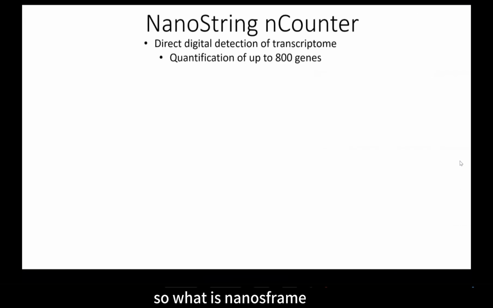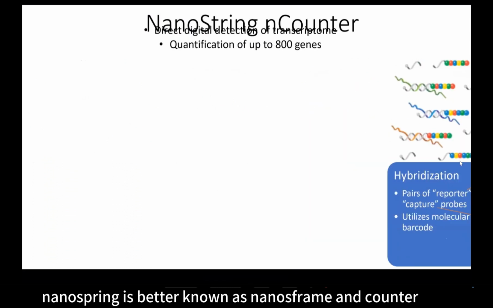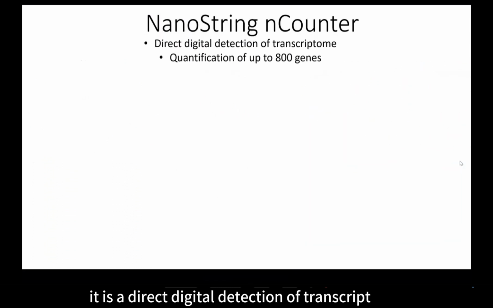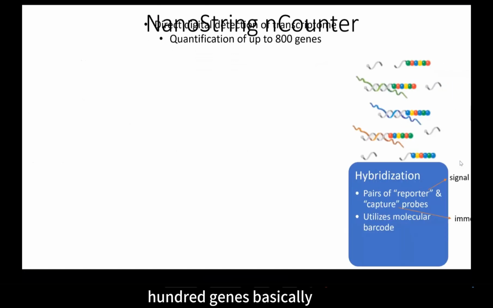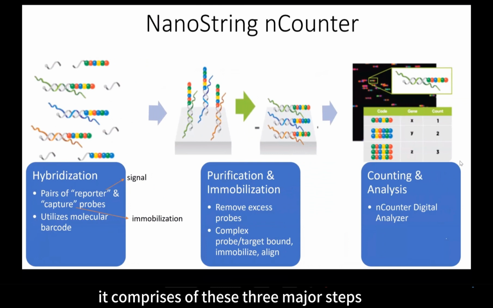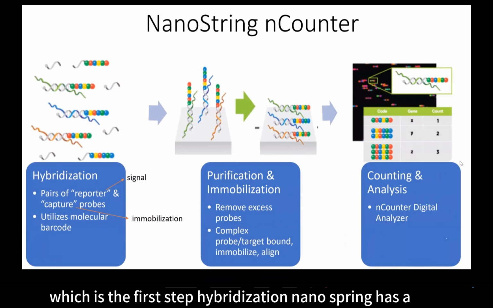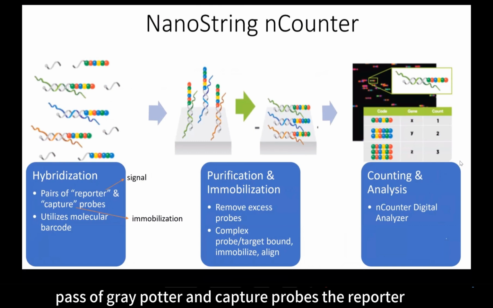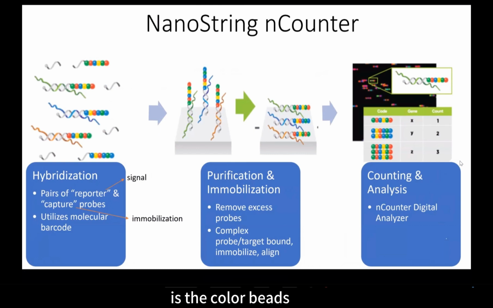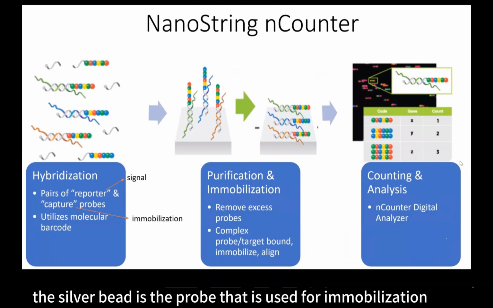So what is NanoString? NanoString is better known as nCounter. It is a direct digital detection of the transcriptome. It can quantify up to 800 genes. Basically, it comprises three major steps, the first step being hybridization. NanoString has pairs of reporter and capture probes. The reporter, as you can see in the diagram, is the colored bead, so it gives the signal, whereas the capture probe, the silver bead, is the probe that is used for immobilization.